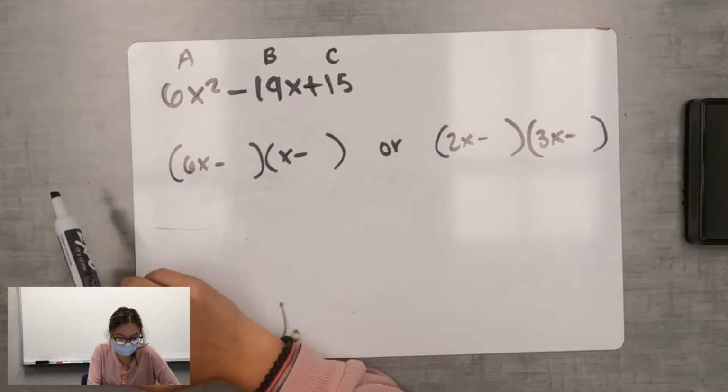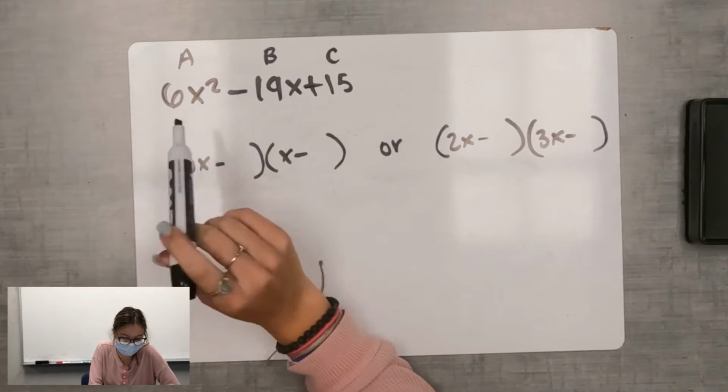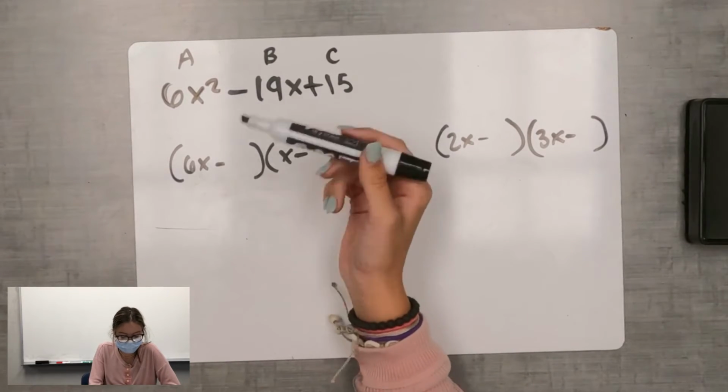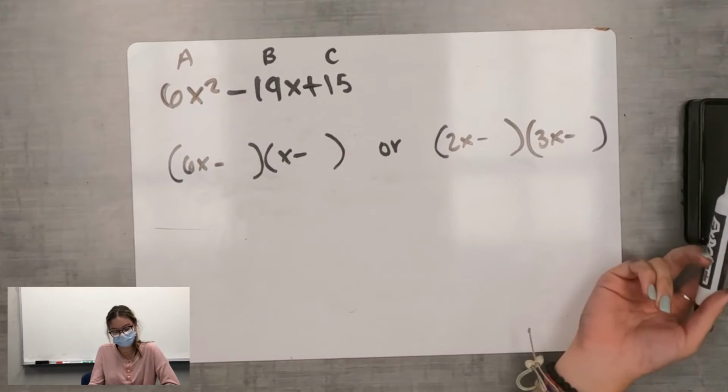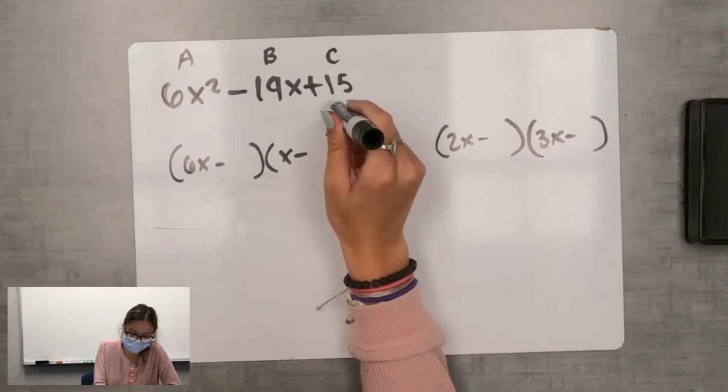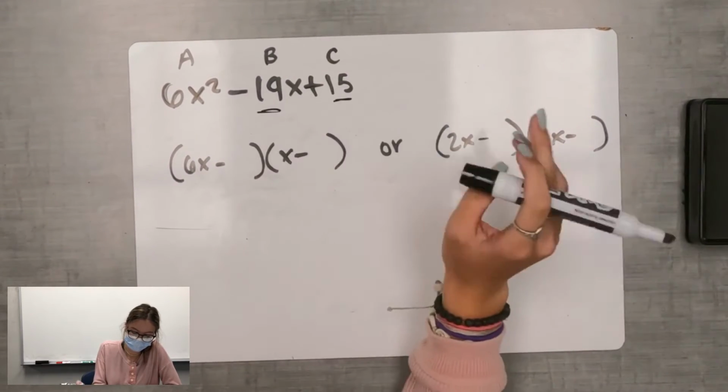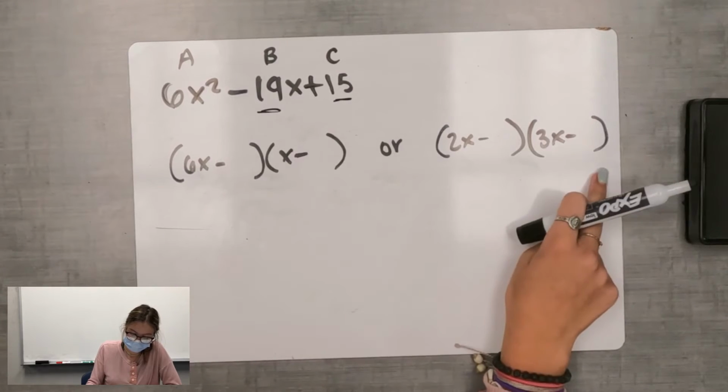The first thing to note is term A is not prime, so you would have two ways to do it, which would be 6 times 1 or 2 times 3. And another thing to note is since this is a positive and this is a negative, each number here would both have to be negative.